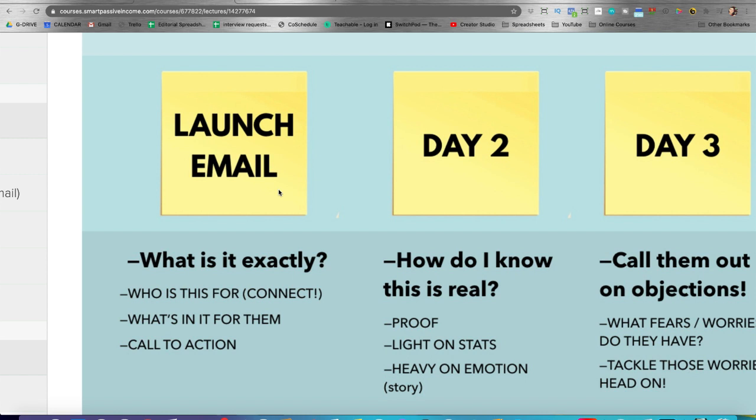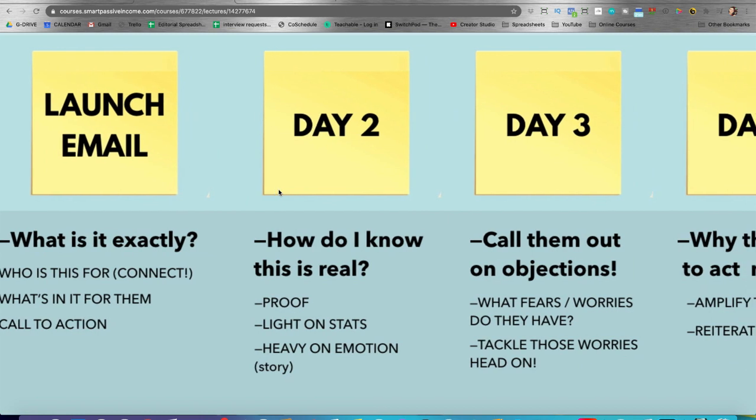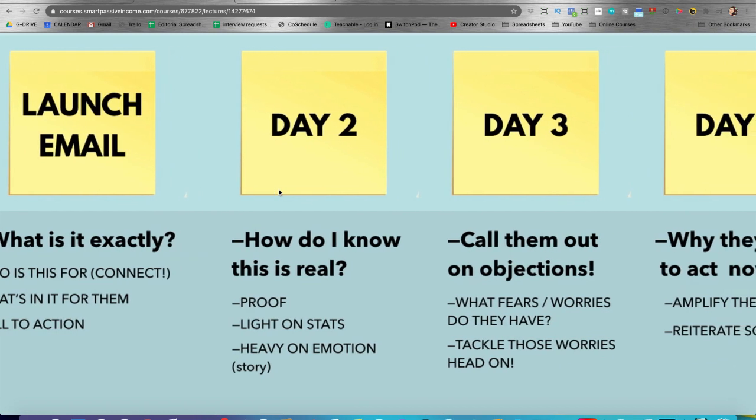So launch email. What's in it? What is it exactly? And if there are specific deadlines or certain bonuses that go along with it, those are mentioned in the launch email as well. Okay. Day 2, really important. We need to answer this question that people have on their mind: how do I know this is real? Like, is this a legit thing? You might have some really interested people, but even if you share the best thing possible, people need to know that this thing is real.